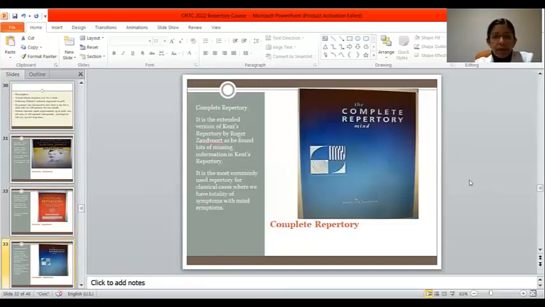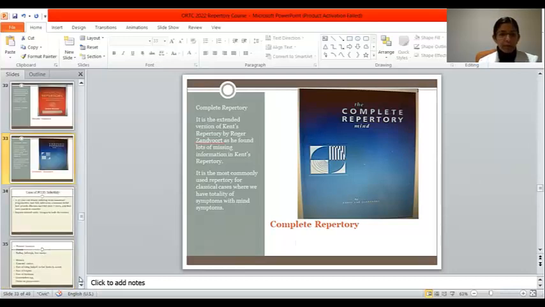Now, complete repertory. Complete repertory is an extended version of Kent's repertory by Roger Zandvoort, as he found lots of missing information in Kent's repertory. And complete repertory is the latest repertory. It is the most commonly used repertory for classical cases, where we have to find the totality of symptoms along with mind symptoms.